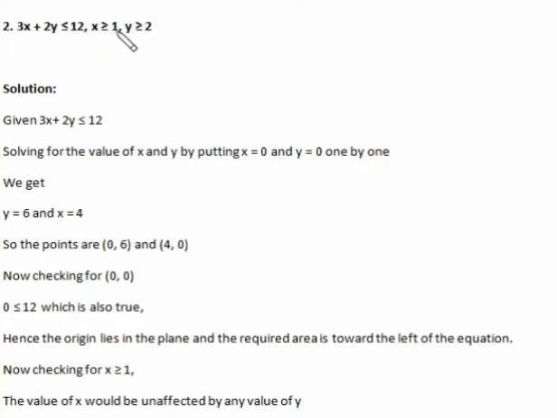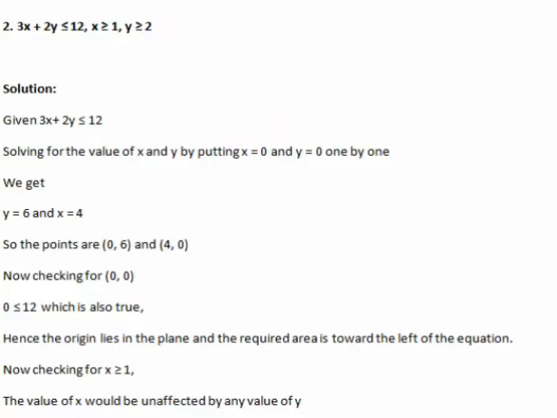Now come to the next question: 3x + 2y ≤ 12, x ≥ 1, y ≥ 2. So we put x = 0, y = 0. 0 ≤ 12, yes. This inequality gives shading towards the origin. 0 ≥ 1? No. Against the origin. 0 ≥ 2? Against the origin.